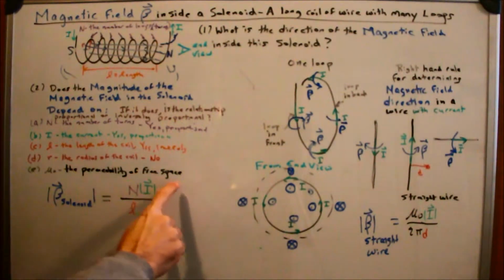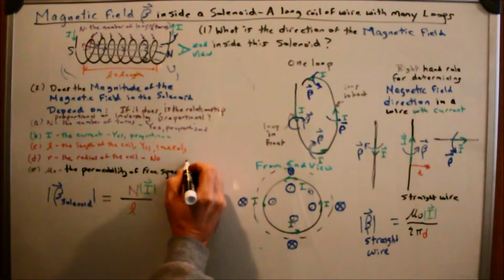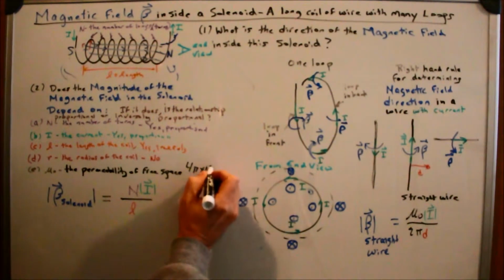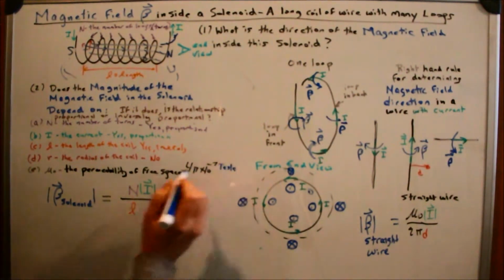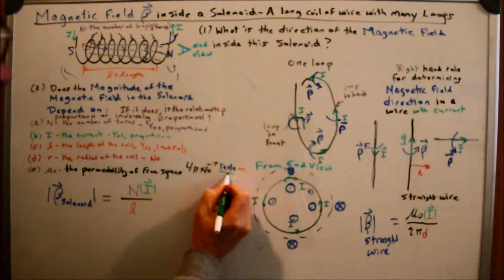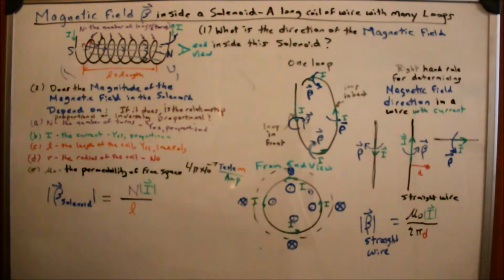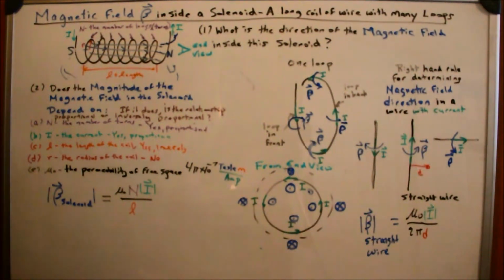Does it depend on the permeability of free space? That equation does, and permeability relates to the equation. If you recall, the permeability of free space is 4 pi times 10 to the minus 7 Tesla meters per amp. Trying to stay consistent with colors here. So permeability of free space does show up there. Proportional, just like there.